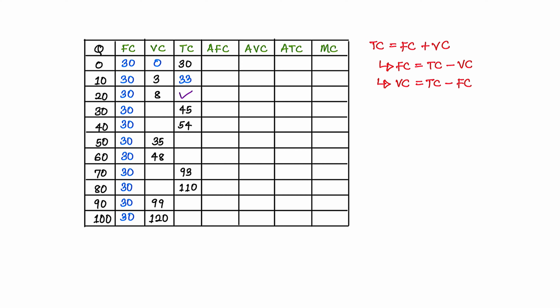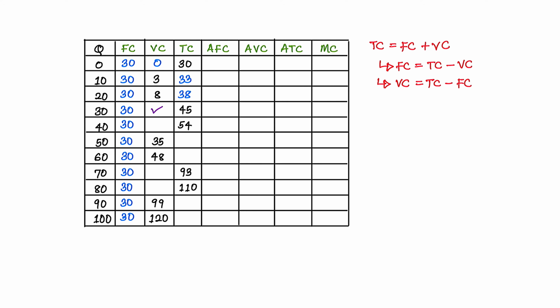So applying exactly what we've learned just now, the fixed cost is 30 and the variable cost is 8. So the summation of 30 and 8 will give us the total cost. That means we have 30 plus 8, that will give us 38. Next question, we need to fill out this box.